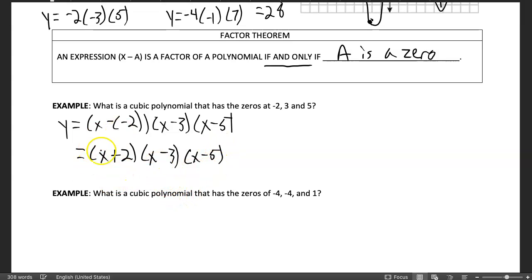Now we're not quite done here because we still need to expand this out. So let's go ahead and FOIL these first two. We'll get x squared plus, what will that be? Negative or minus 3x. So we'll get minus 3x plus 2x minus 6 times x minus 5. Or minus 3x and plus 2x will become minus 1x.